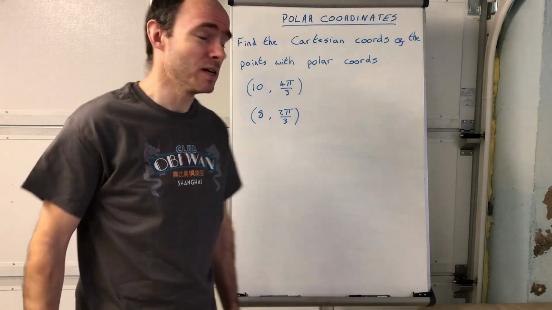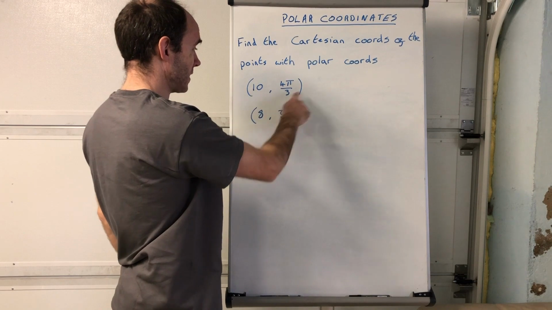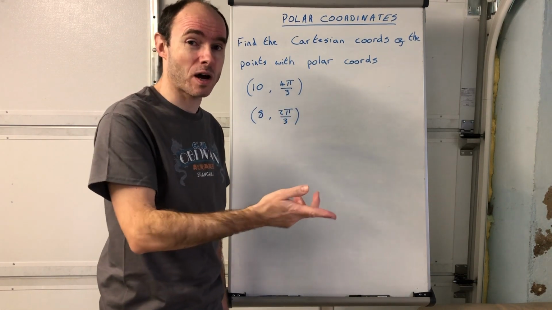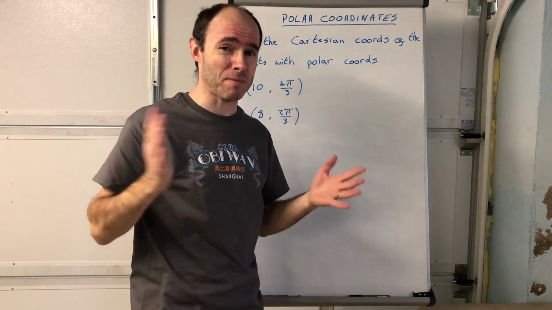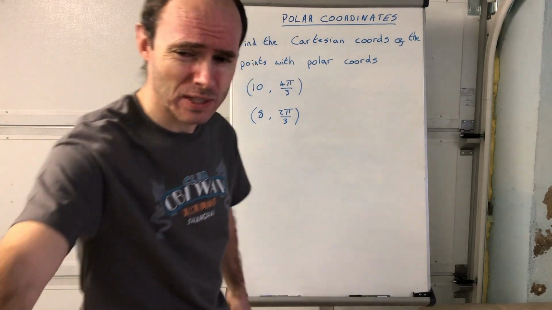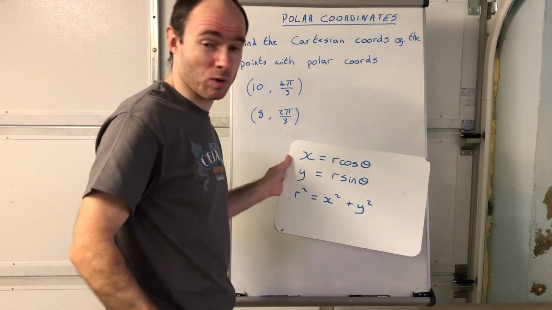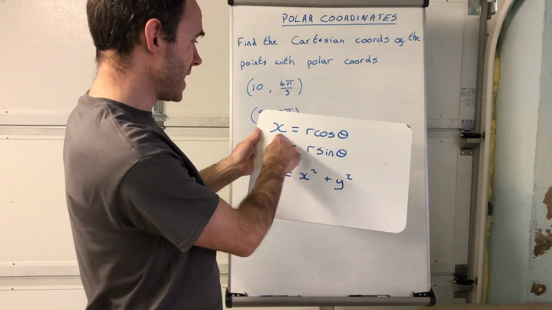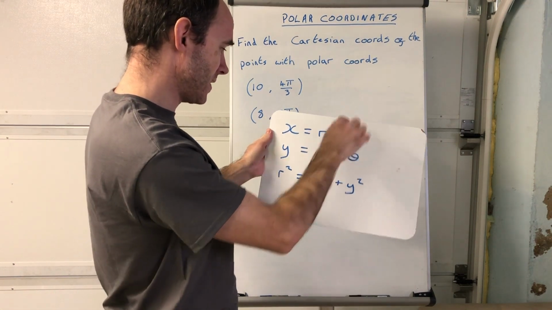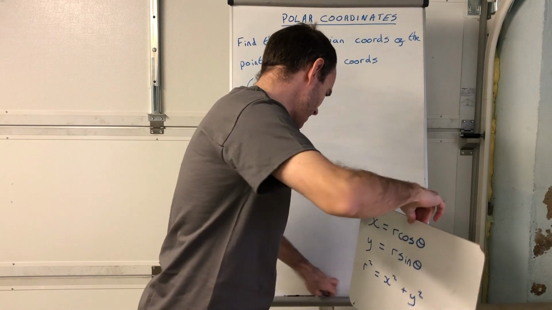Okay, next up, so we've got these polar coordinates given here, and we've got to convert them into Cartesian coordinates. Now these are actually much easier, very quick to do. So I'm just going to give you a quick reminder of some notes I gave you in one of my previous videos. Remember that x is r cos theta and y equals r sin theta? Well, we're going to use that, okay?